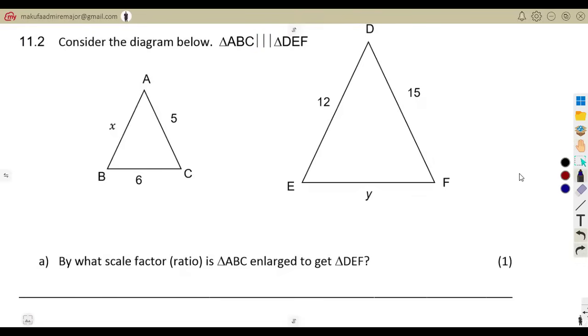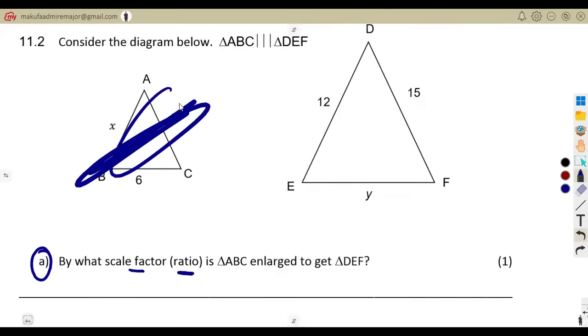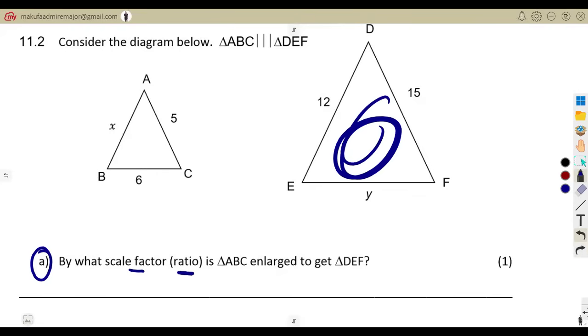Remember, similar figures is when one is being enlarged by a certain ratio to another or being reduced by a certain ratio, which is the scale factor. So by what scale factor or ratio is triangle ABC, this one, enlarged to get this triangle? By what ratio? How do you find the ratio?